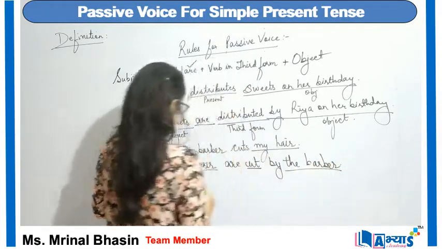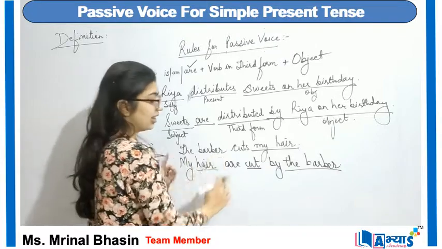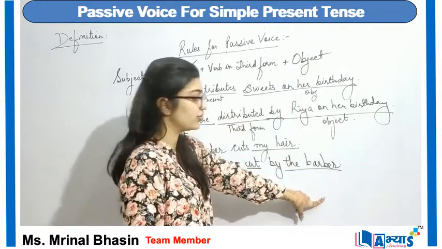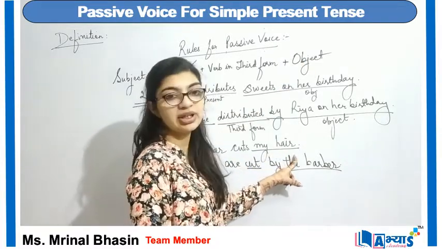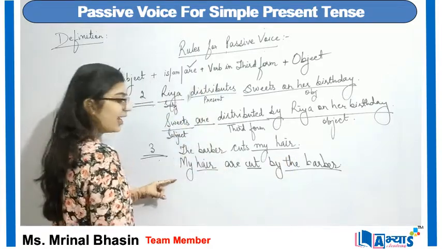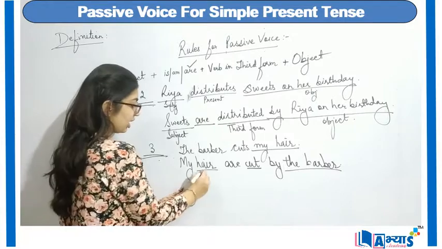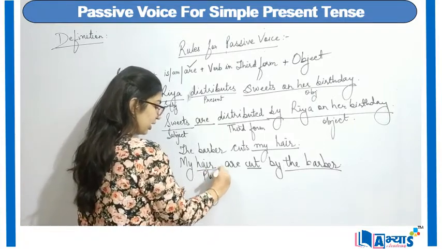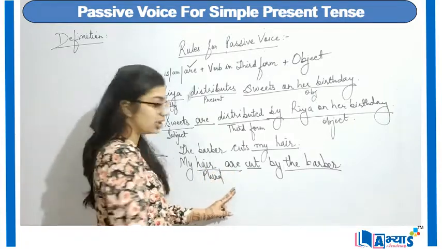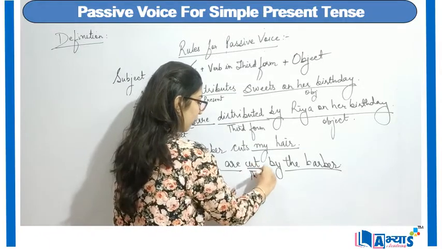So, here the barber was my subject. Here the barber becomes my object. My hair over here was the object, but my hair in passive voice becomes the subject. Now, since this is plural, the helping verb will also be plural, and this is the third form.